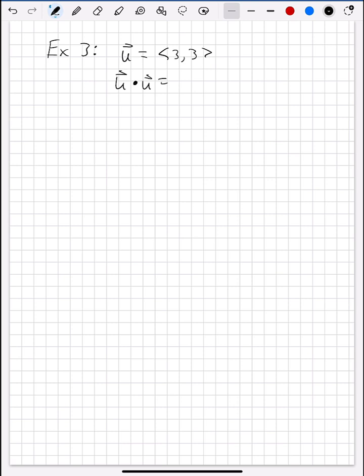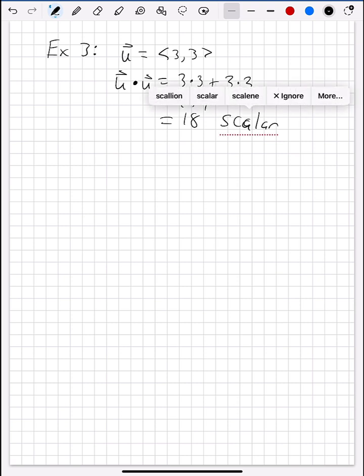All right, so assuming you paused the video, I'm going to do u dot u, so I'm just going to dot u with itself. So I do 3 times 3 plus 3 times 3, and that is 9 plus 9, which is 18. And again, 18 is called a scalar here. If we get a vector result, it's when you do things like addition along with the dot product. It's kind of like order of operations.